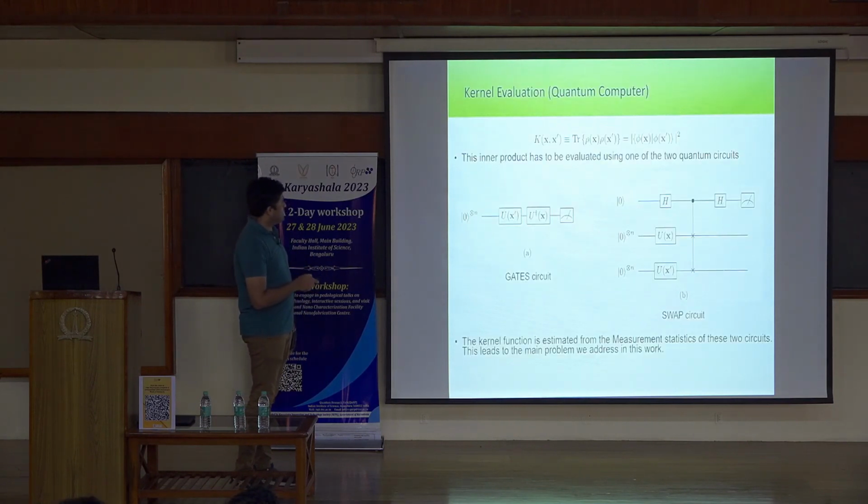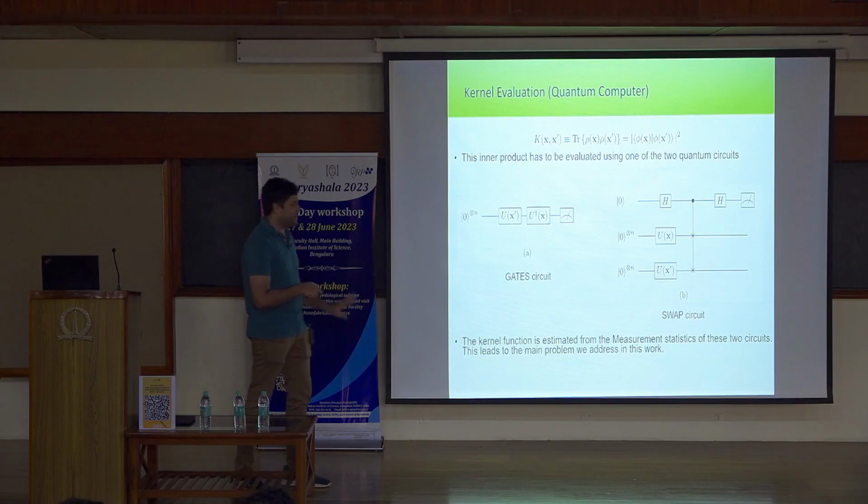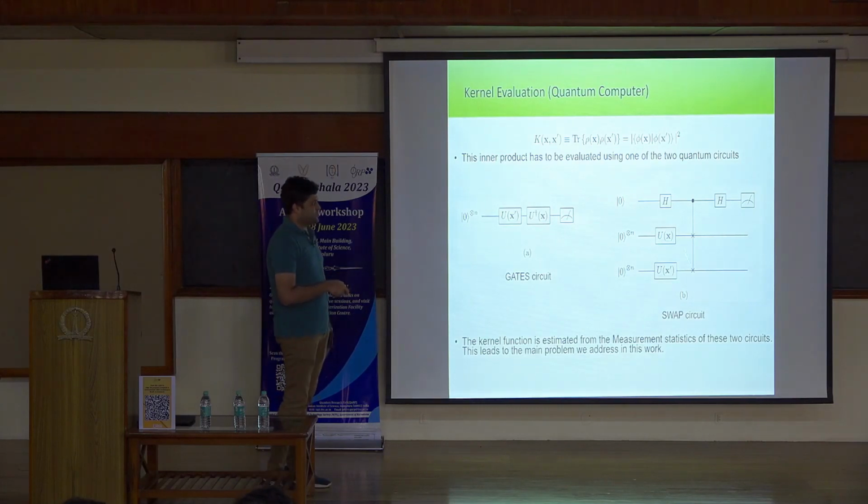So now we'll go back to how these kernels are evaluated. I have to evaluate this inner product. I can use one of these two circuits. This is the swap circuit. All of it is in Nielsen and Chuang. Again, this type of swap circuit is used in many different applications.